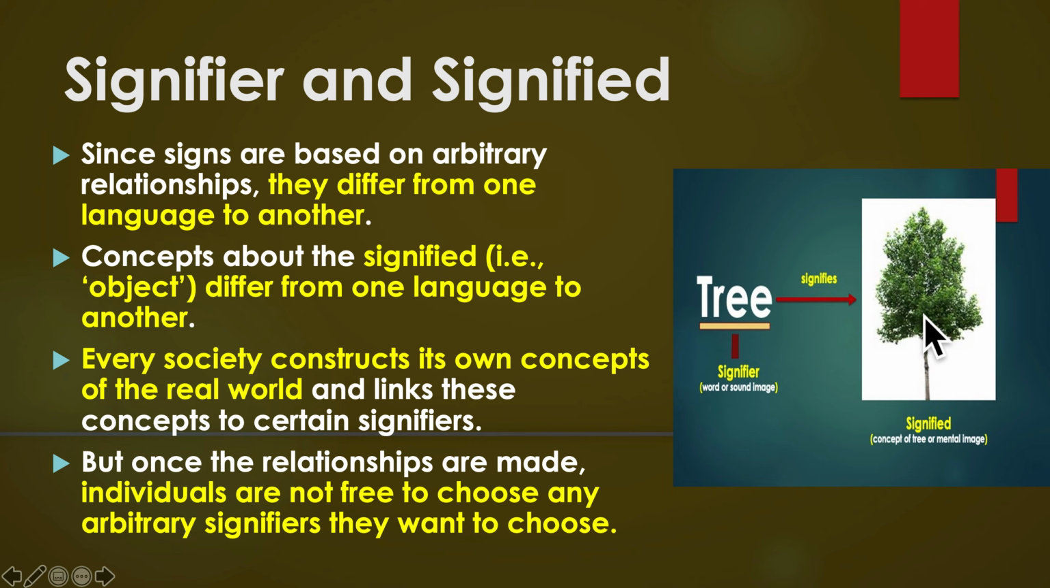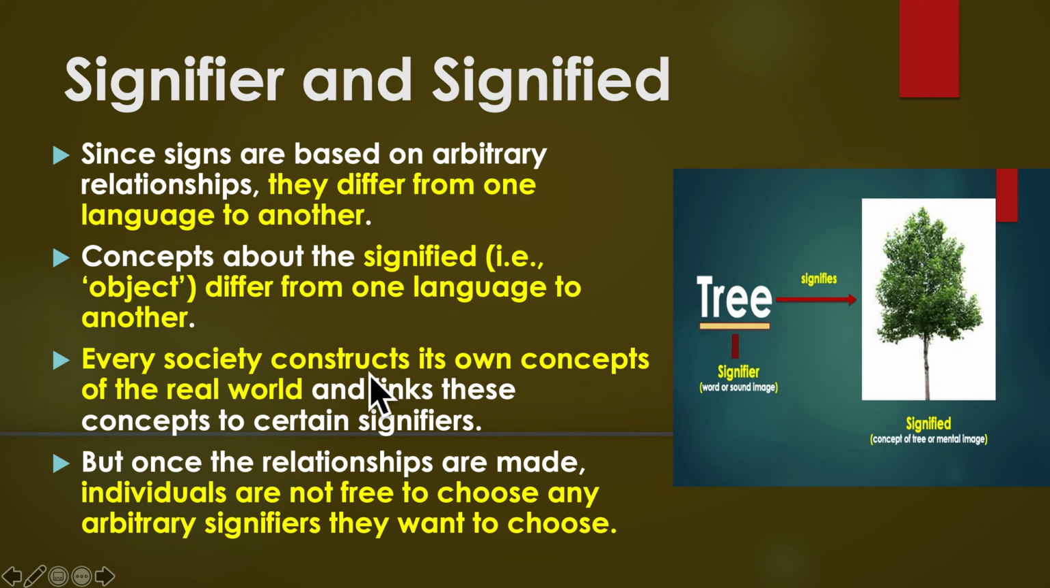Next, signifier and signified, some more information. Since signs are based on arbitrary relationships, they differ from one language to another. Look, I told you that linguistic signs are arbitrary, so they differ from one language to another. We have one object, tree, but in different languages we have different words. Concepts about the signified, that is the object, differ from one language to another. So the object is the same, but the words are different.